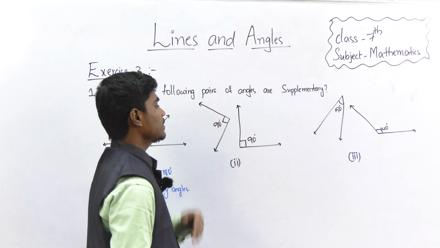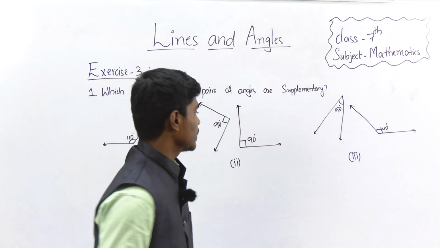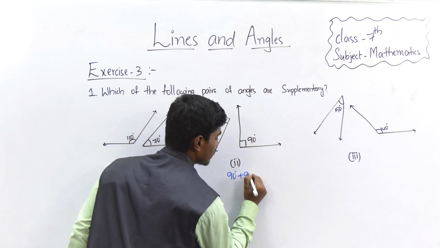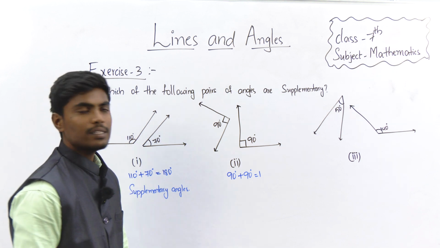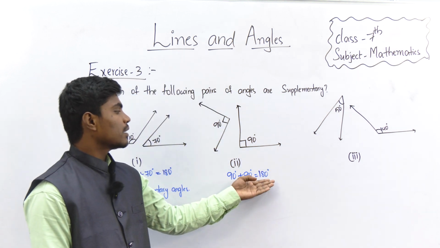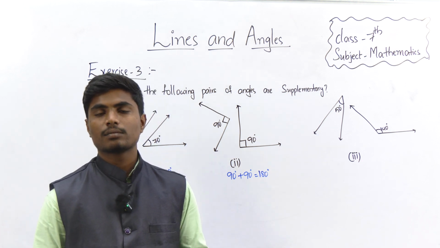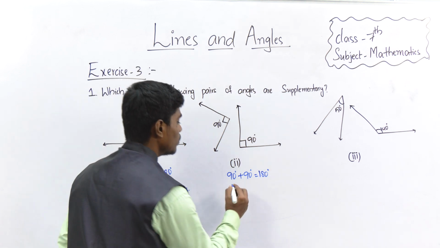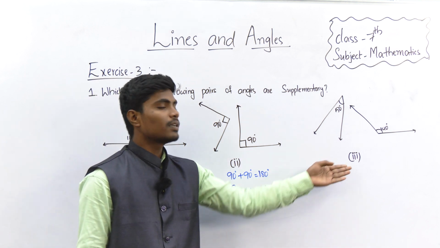Now let's move to the second problem. Here one angle is 90 degrees and the other angle is also 90 degrees. Let's add these two angles. 90 plus 90 is 180. Here the sum of two angles is equal to 180 degrees, so these are also supplementary angles. Now let's move to the third one.